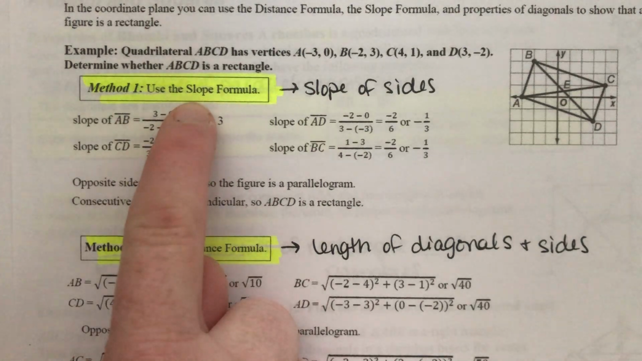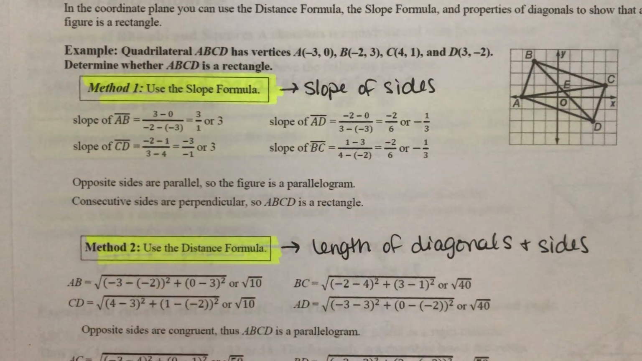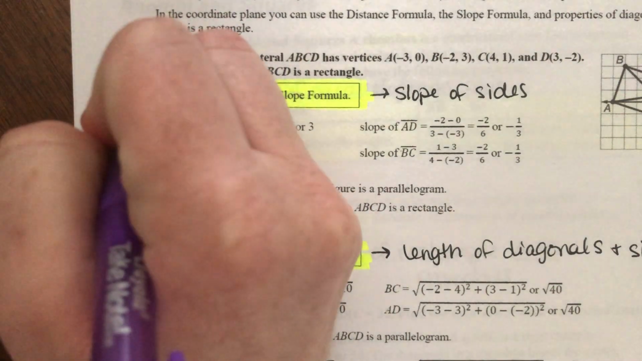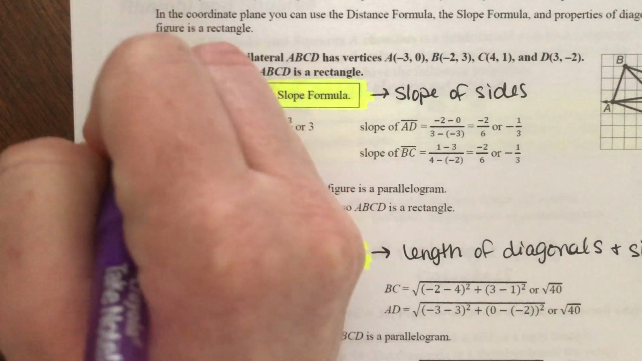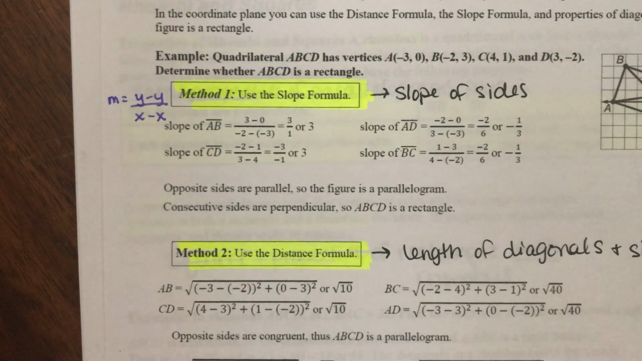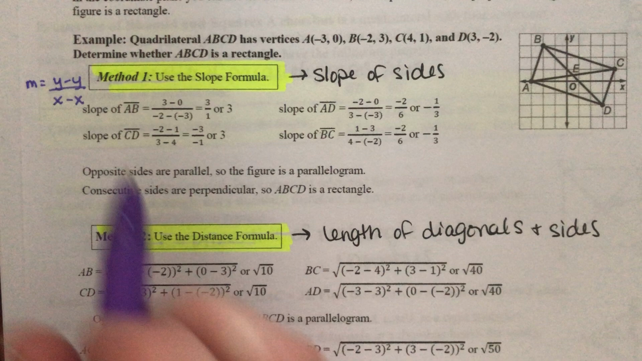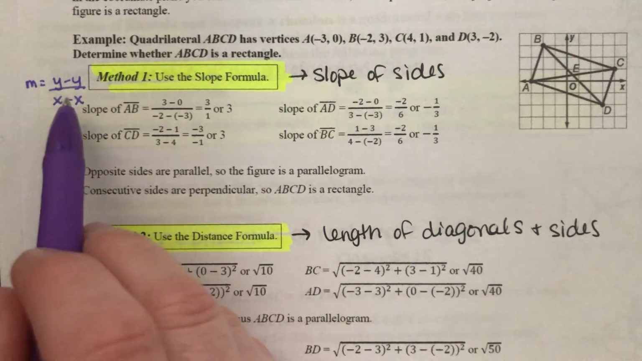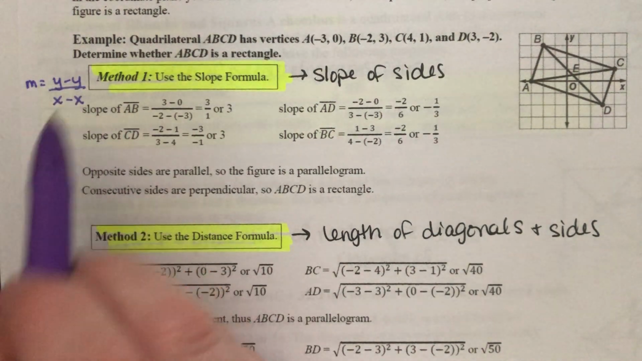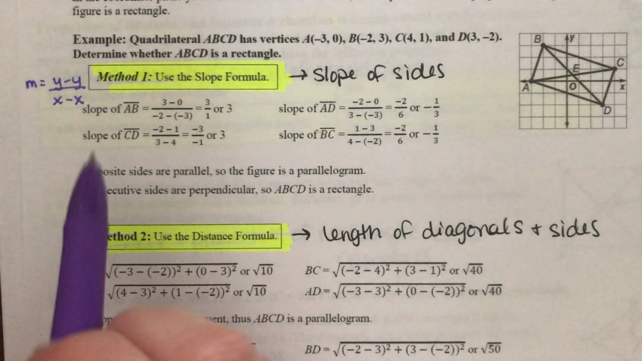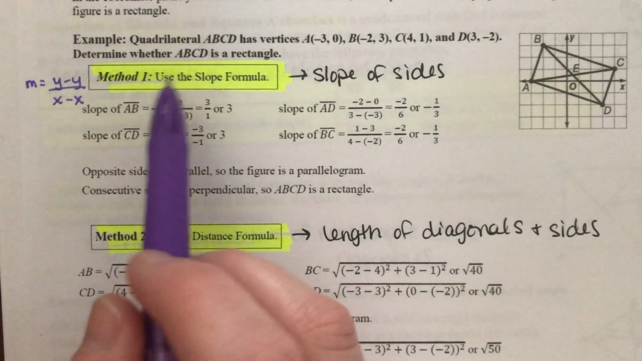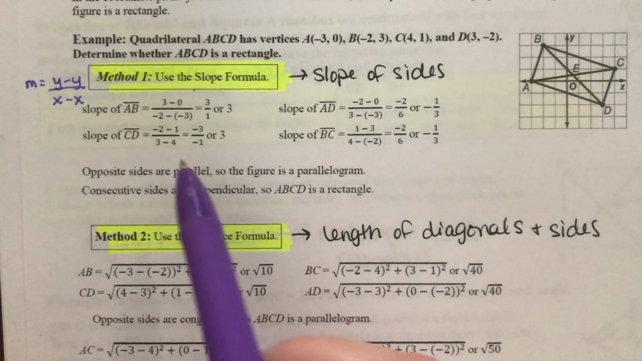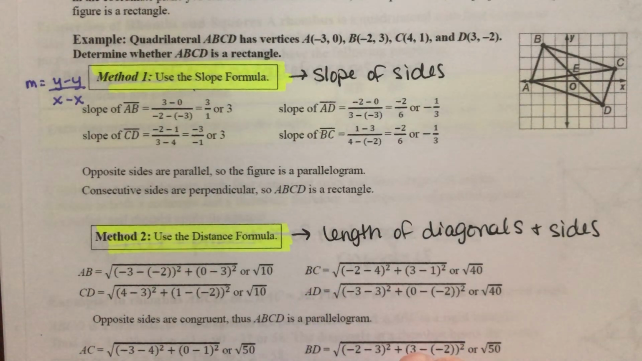So method 1 is to use the slope formula, right? And remember the slope formula. I can write it over here to the side. Slope equals y minus y over x minus x, right? When we have 2 points that lie on a line, we use the y value in both points, we subtract them, and then we use the x value of both points and we subtract them, and that number gives us our slope, the rate that the line is going up or down, rise over run, okay? So this is just using the slope formula. The slope formula helps us determine if opposite sides are parallel, right?